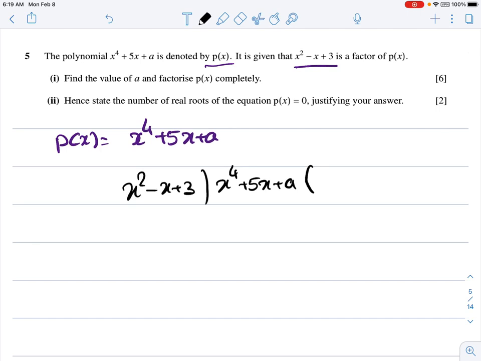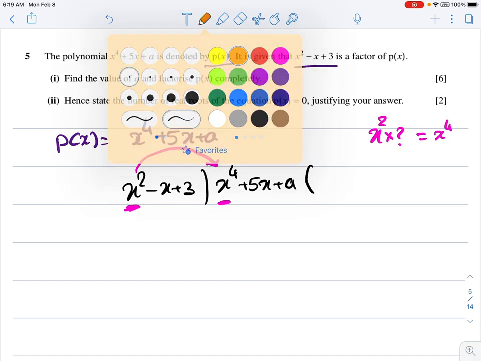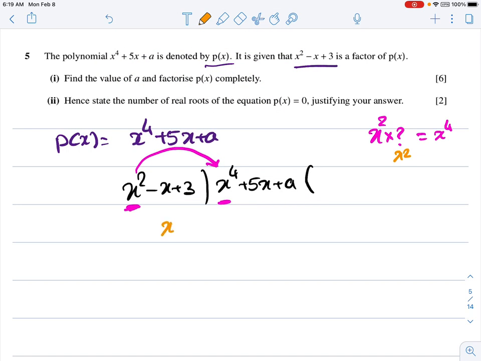So how should I do the division? Every time, see carefully the long division. Whoever is not perfect with the long division can go through this part very carefully. Take the first term inside, first term outside. X square should be multiplied with what to get x power 4? Obviously with x square. So multiply all three things with x square. So it becomes x power 4 minus x cube plus 3x square.